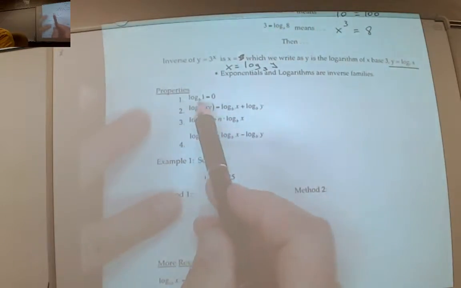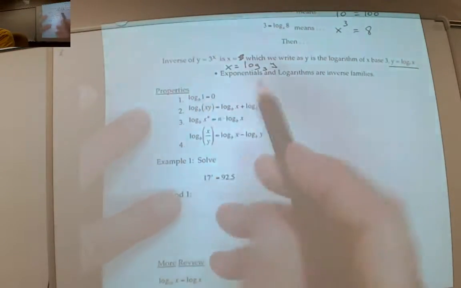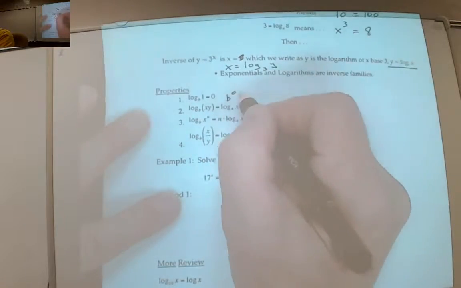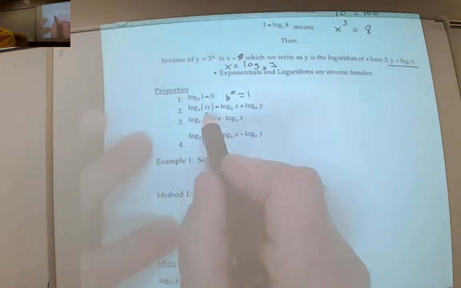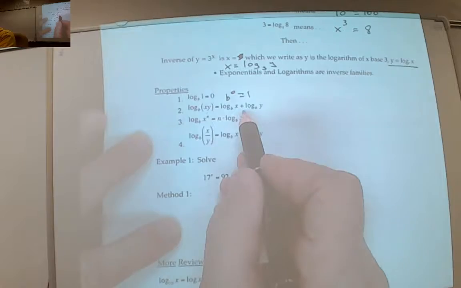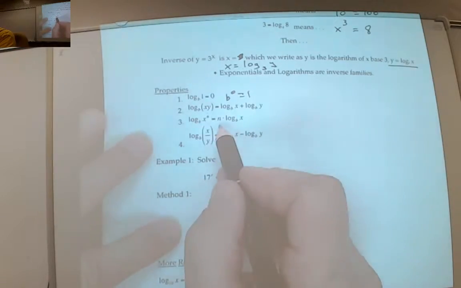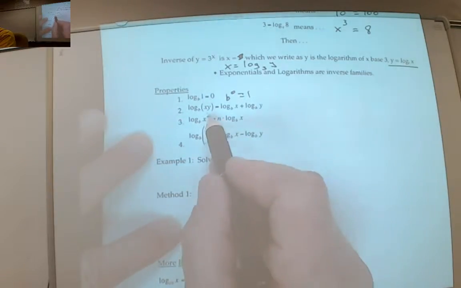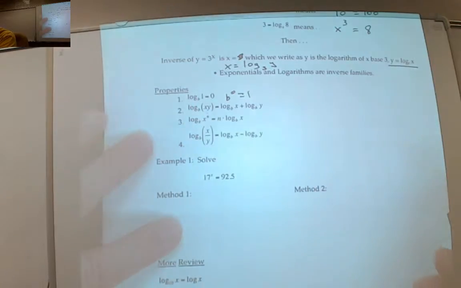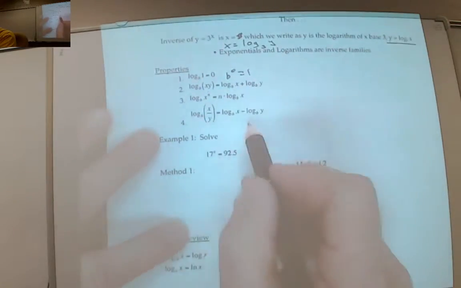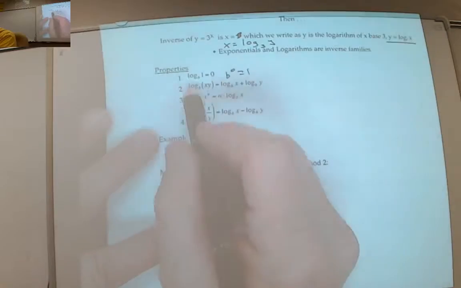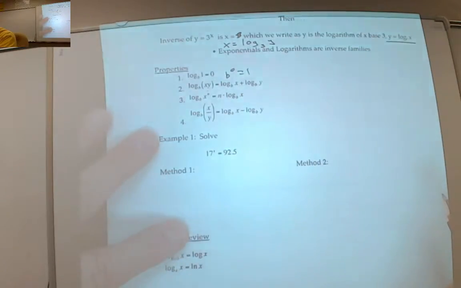So then I give you some properties. The log base b of 1 is 0 because b to the 0 is equal to 1. Here's that expansion rule. Here is taking that exponent and multiplying it out in front. And here's that subtraction rule. So these 4 rules right here are going to be the most important rules that we're going to use today. All right?